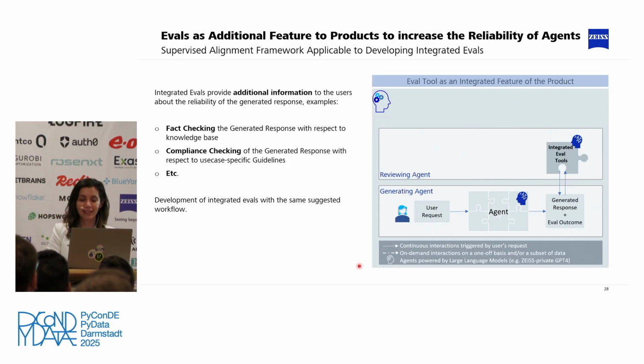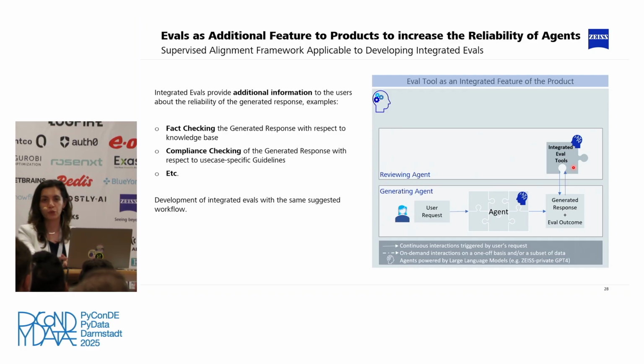More interesting use of evals are actually as additional features for the product itself. And this would increase the reliability of the agents. What I mean by that: you can have your generating agent, and alongside it, you can have a reviewing agent. These reviewing agents are actually the eval tools, and you can provide the output of your eval tool to your users, such that if there is any reliability issue with your output, the user can be notified. And this would add a little bit of reliability to your agents.